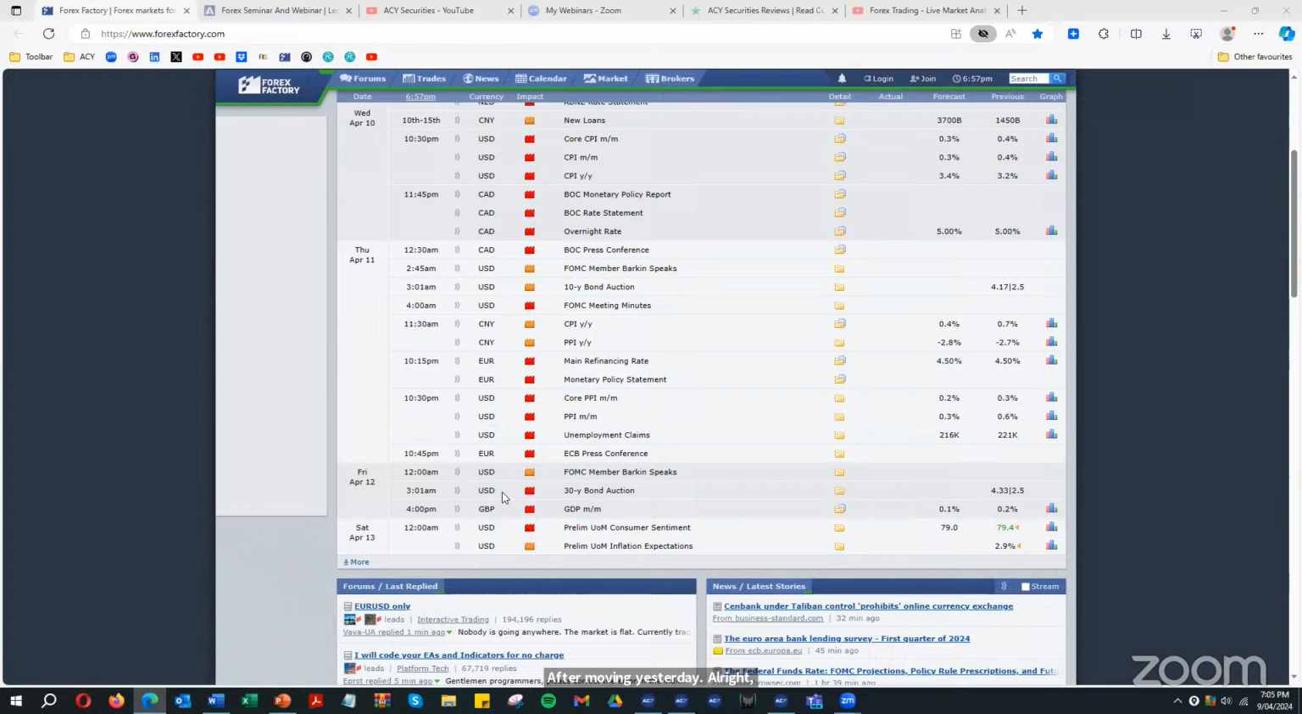All right, and then into Friday we have the US 30-year bond auction, and UK GDP month on month coming out at 4 p.m. And on Saturday at midnight, prelim consumer sentiment. But we've got to get past these inflation figures and the Eurozone at the moment. Generally I just stand aside when all these major items are coming out and try and do something afterwards. So let's see what the market's doing today.